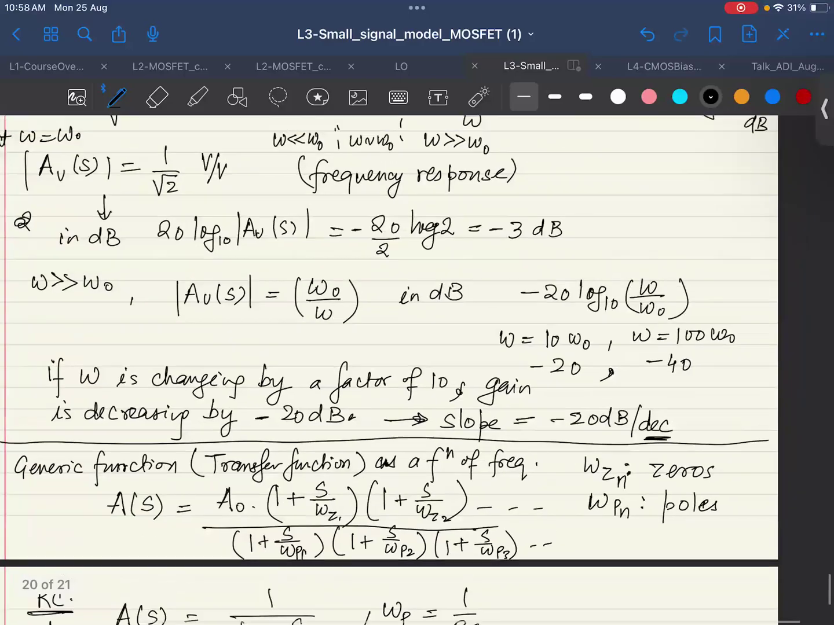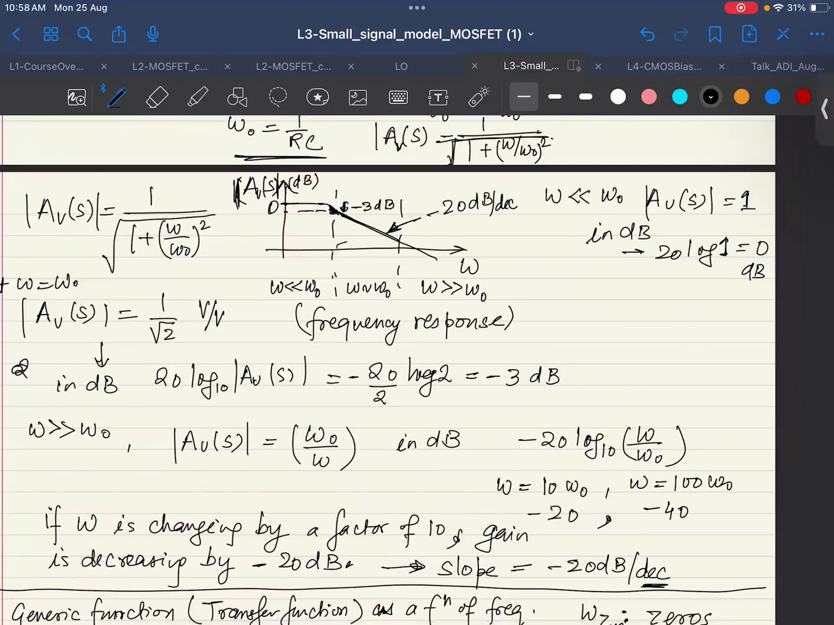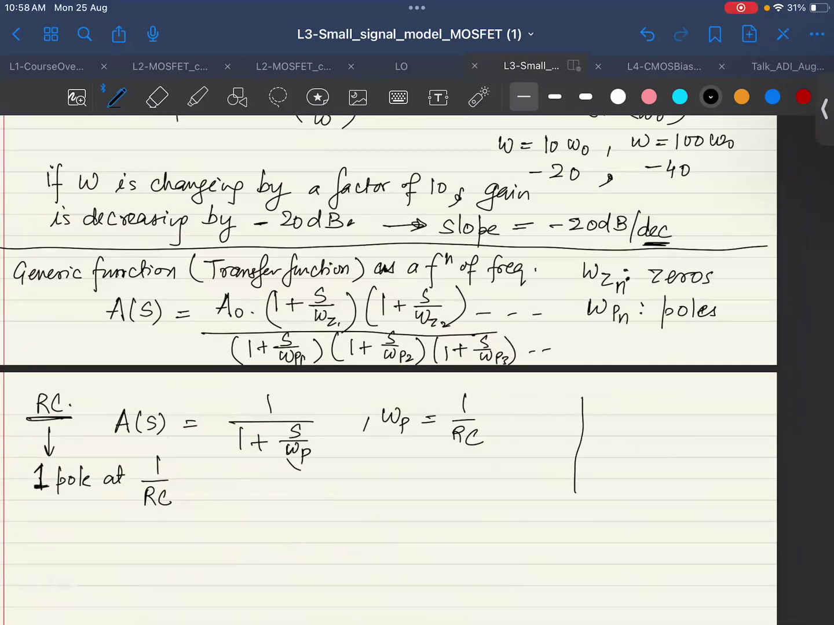And where is this 1 by RC? We clearly saw this was this point, where this was turning minus 3 dB. So if you plot this again, obviously it's 20 log, because we are plotting dB versus the frequency. You see, from 0 dB we started, and then at omega equal to omega p, the gain dipped by minus 3 dB. That's what happened in the gain. And then it went on with the minus 20 dB per decade.